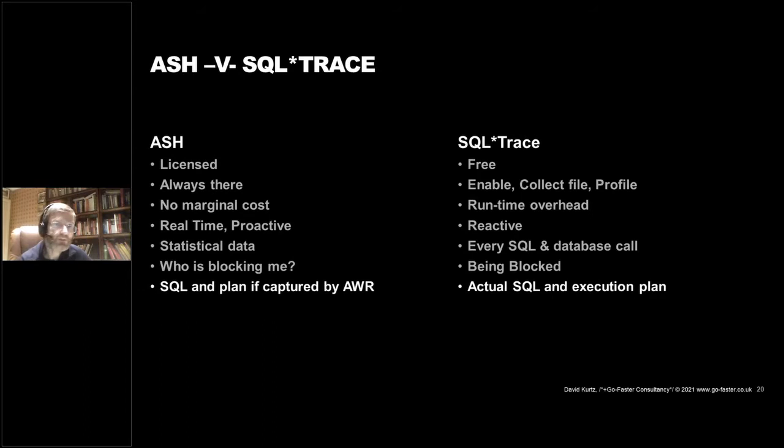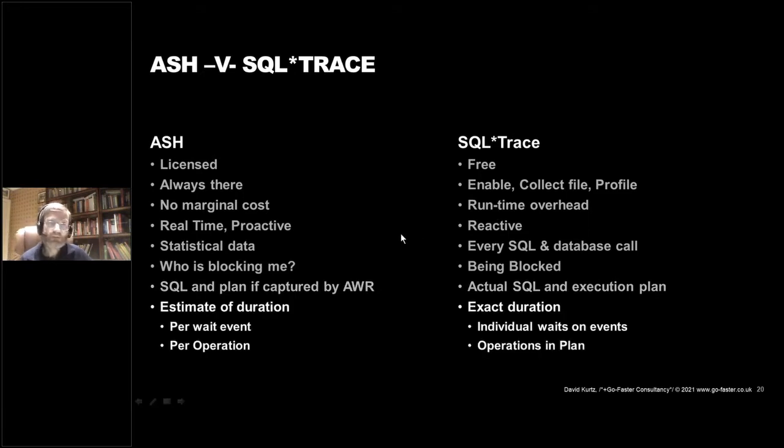You will get the actual SQL and execution plan if there's been a parse in the trace file. With ASH, you're dependent upon AWR having collected the SQL and the plan. And sometimes it does, and sometimes it doesn't. So you will get an exact duration for every activity and for each line in the execution plan in the trace file. But really, you're only going to have an estimate of the duration of each statement and each operation with ASH. So there are differences.